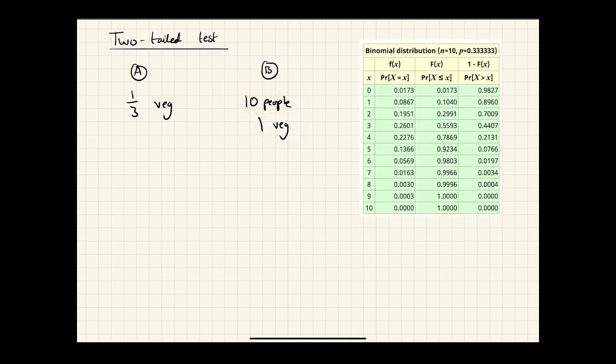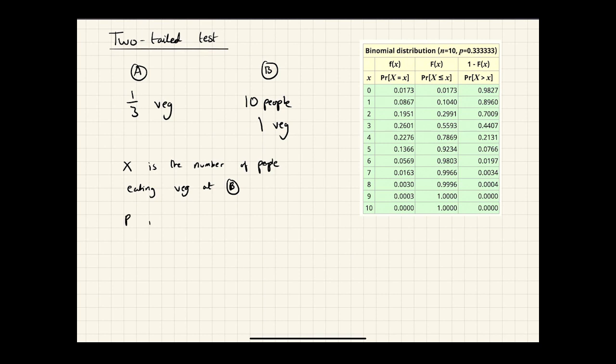So is that enough for him to decide that they have the same number of people eating vegetarian meals in both restaurants? So as usual, we have to say, what is x? So we'll say x is the number of people eating veg at restaurant number B. That's what x is going to be.